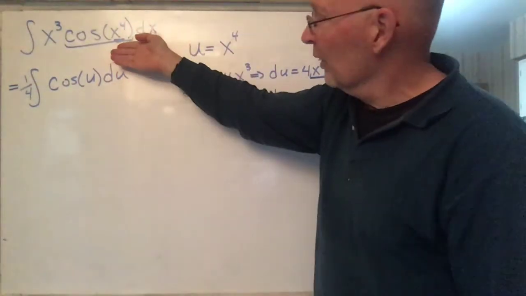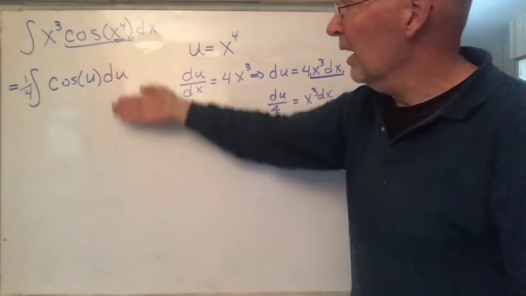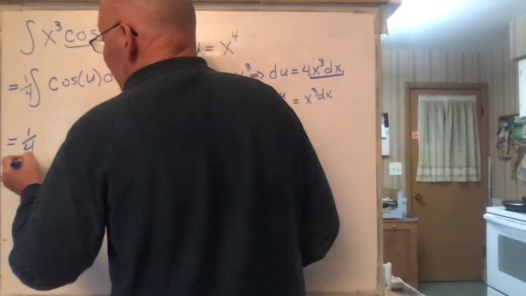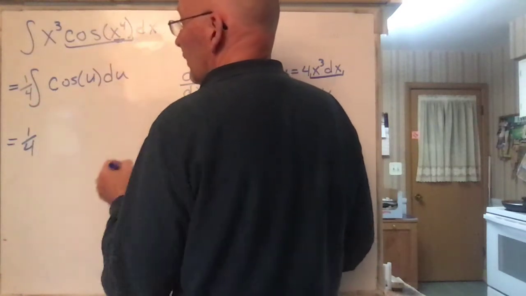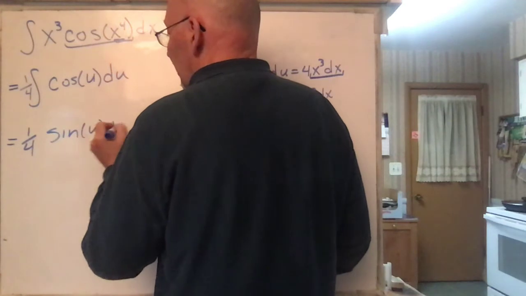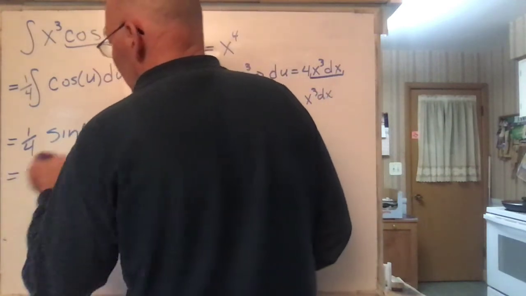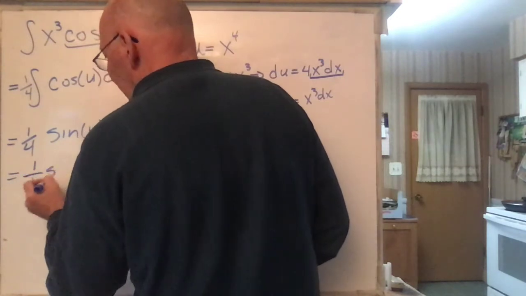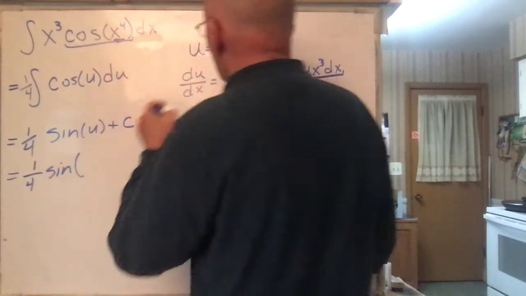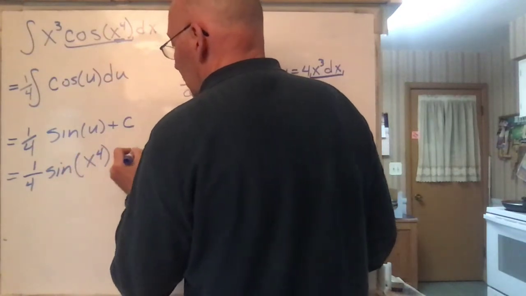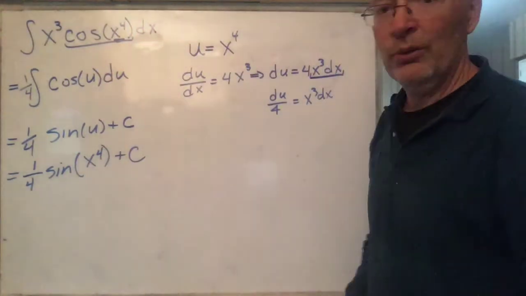So now we have written all of this in terms of u, and now here's a form that we can find the antiderivative of. That's going to be 1/4. What's the antiderivative of cosine? It's just the sine of u plus c. And then once you go ahead and find the antiderivative, you put it back in terms of the original variable, and you're done. That's all there is to it.